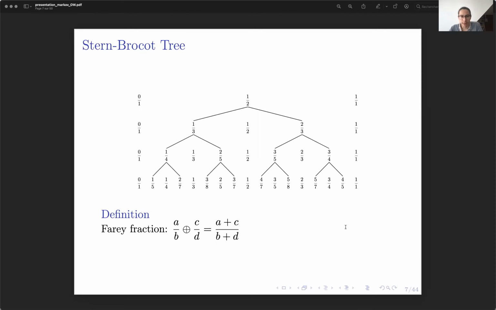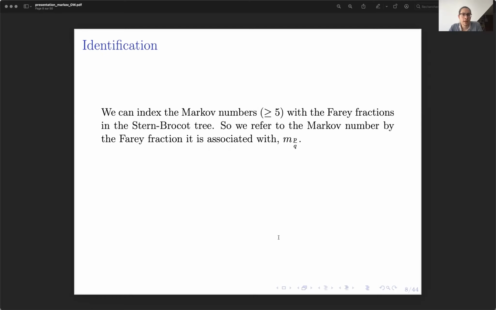And this tree can be identified with the Stern-Brocot tree, which is this one, which is constructed as a binary tree from the Farey fractions, which are defined like this. And so, as I said, all the Markov numbers greater than 5 can be identified with the Farey fractions in the Stern-Brocot tree. And we will now refer to each Markov number by the Farey fraction which is associated with it. So we call them M_{p/q}. So for example, M_{1/2} will be 5, etc.